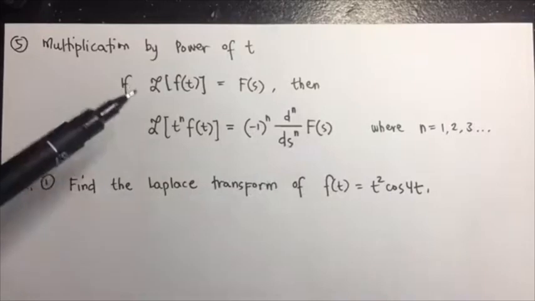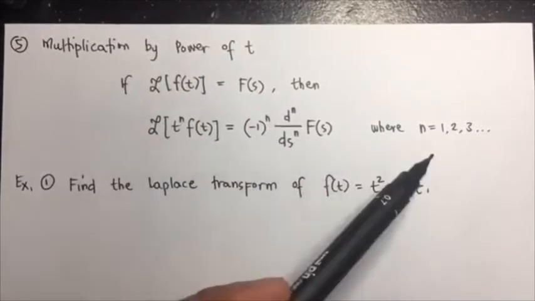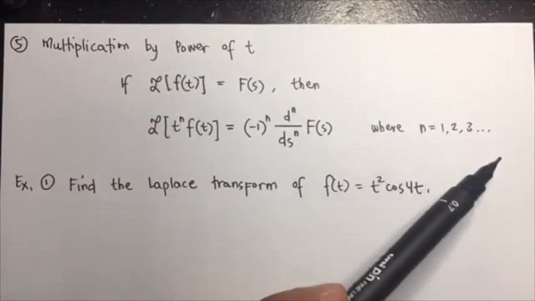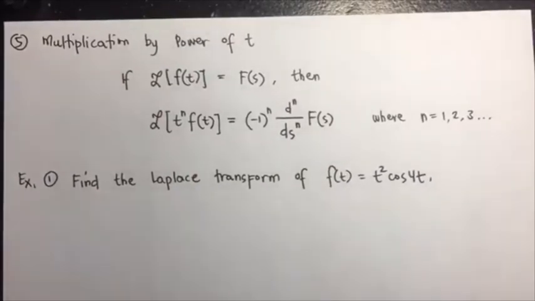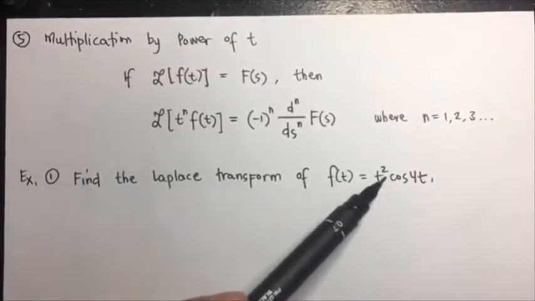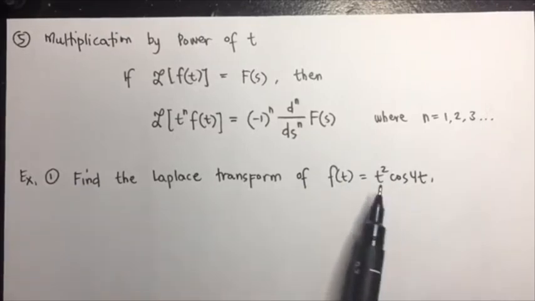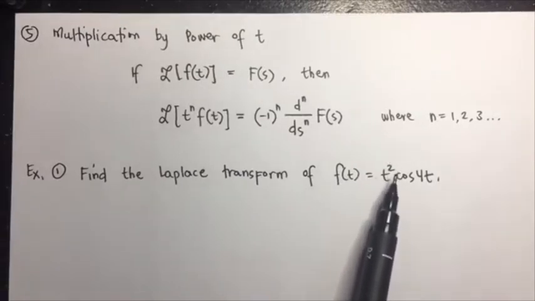In this case, our n, or the power of t, should be whole numbers: 1, 2, 3, 4, 5, 6, and so on. So how do we apply this formula? Find the Laplace transform of f of t is equal to t squared cosine 4t. You're asked to find the Laplace transform of this. Obviously this is multiplication by power of t, particularly t squared, so therefore our n is equal to 2.